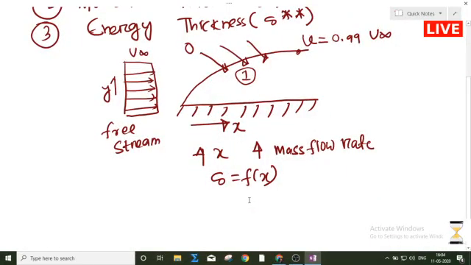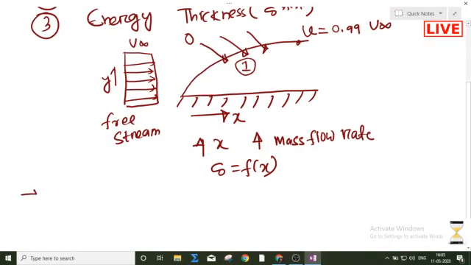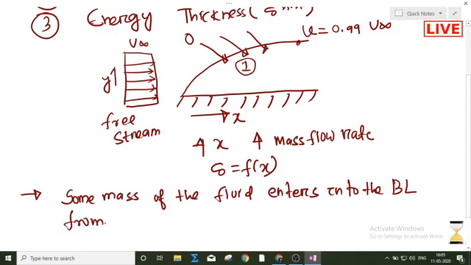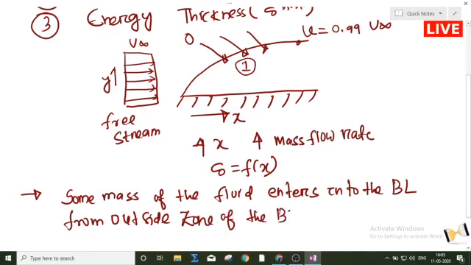I can write down this point as I told: some mass of the fluid enters into the boundary layer, in short BL, from the outside zone of the boundary layer. I think this is clear to all of you.